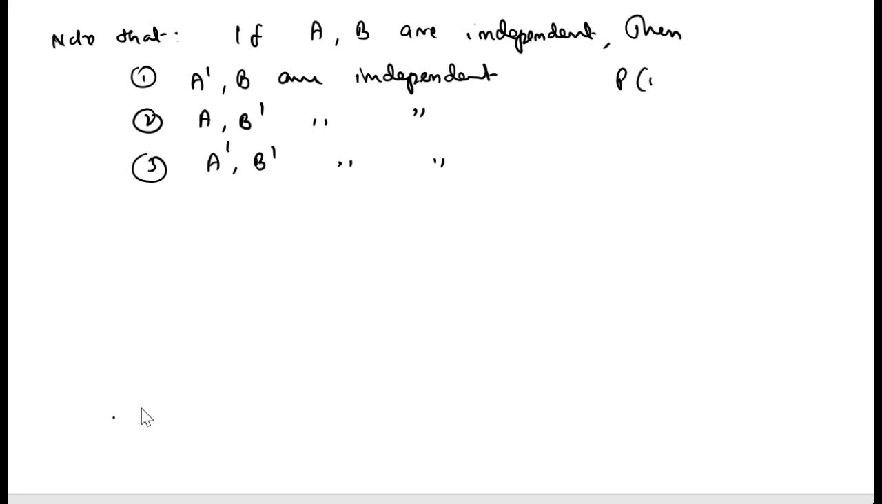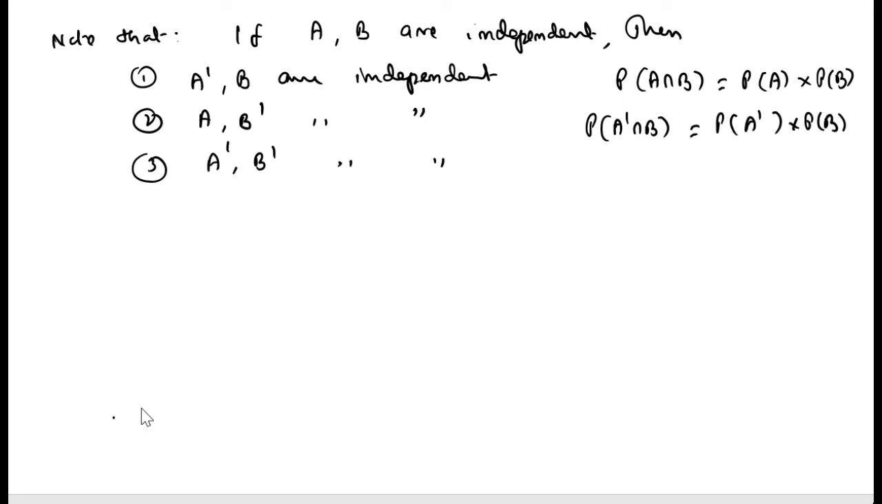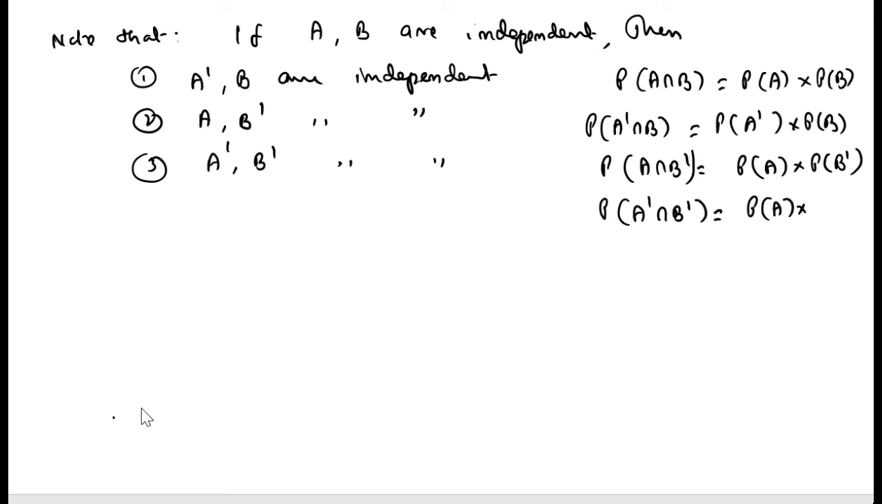That means probability of A intersection B equal to probability of A into probability of B. Then probability of A complement intersection B equal to probability of A complement into probability of B. Probability of A intersection B complement equal to probability of A into probability of B complement. Again probability of A complement intersection B complement equal to probability of A complement into probability of B complement.